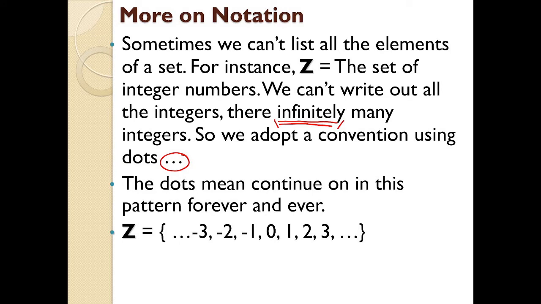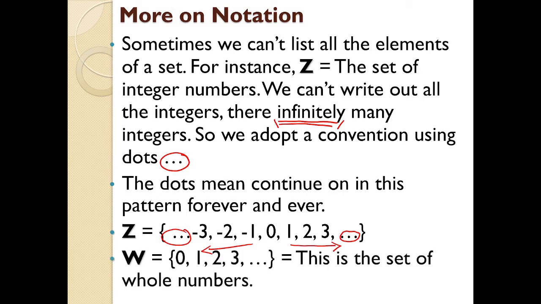You have noticed here that there are 3 dots going to the left and 3 dots going to the right. Because when I say integers, we have positive integers going to the right and negative integers going to the left. That's why I have specified here: going to the right means the positive integers, going to the left means the negative integers. And both extend infinitely on both ways.